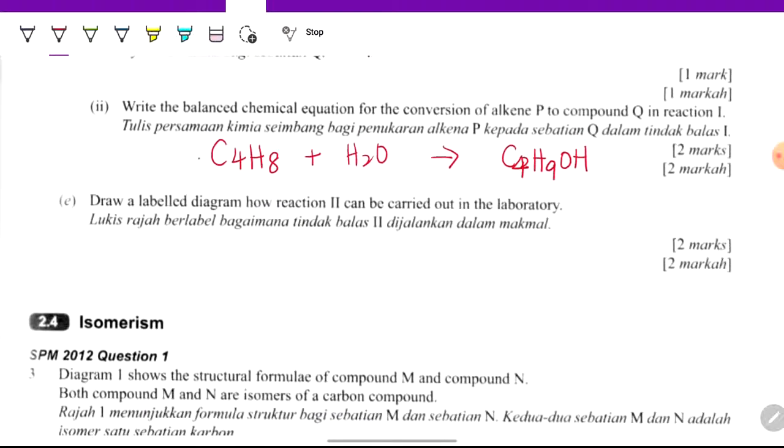Next, draw a lab diagram of how reaction 2 can be carried out in a laboratory. So this reaction 2 is actually dehydration. So for dehydration, you have to draw the apparatus to show how to carry out the dehydration process. Okay, so 2 marks.